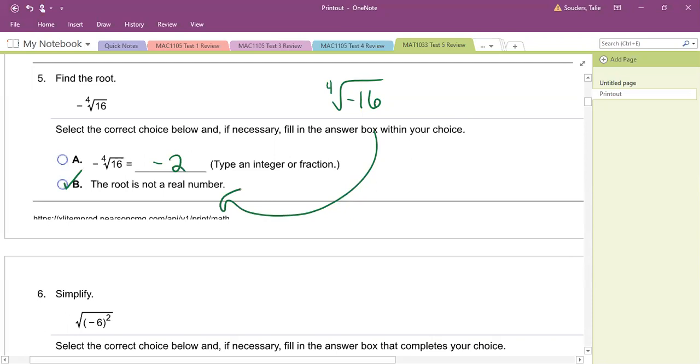Because if you took -2, let's say you thought that would be the answer. The problem is when you multiply -2 by itself 4 times, you end up with a positive 16, not a negative 16. So there's no way to get back to the negative.